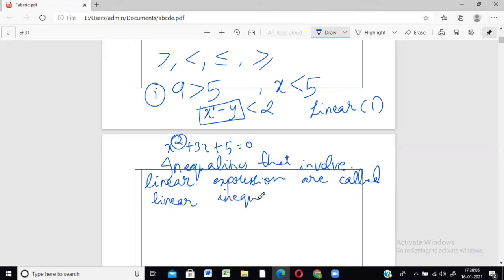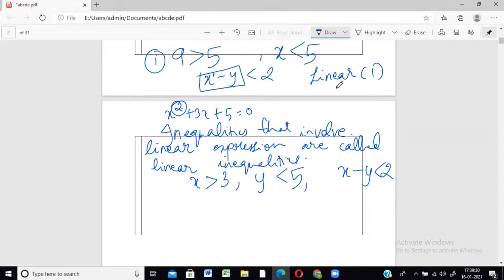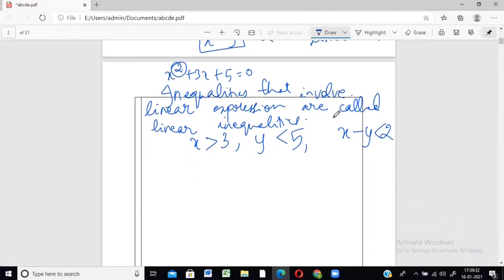linear inequalities. So the examples are something like this: x is greater than 3. Here I'm only using one variable. Or sometimes something like this: y is less than 5. I'm just using one variable. Or the example that I just gave you over there, something like this: this is also linear because the highest power is 1, but here we're using two variables, so that is okay. Okay, so an inequality can contain one variable or more than one variable, so that depends.